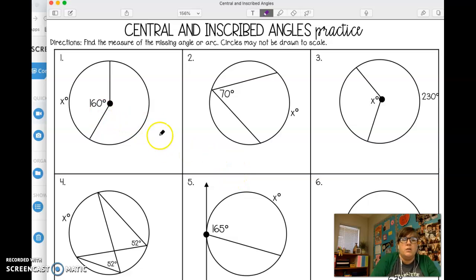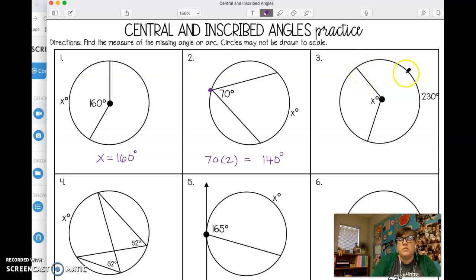So again, we identify the type. So in number 1, this is a central angle. A central angle, its angle measures equal to the arc. So if it's 160 at the center, it also has to be 160 at the arc. Number 2 is an inscribed angle because the vertex is sitting on the circle. So we have the angle measure, we're working to the arc, so we're going to double the angle measure to get to the arc measure. So that's going to be 140.